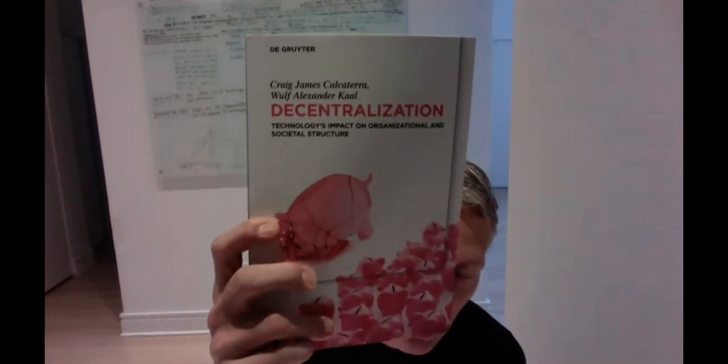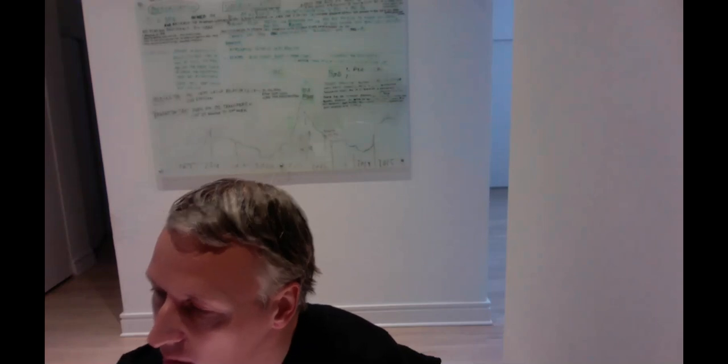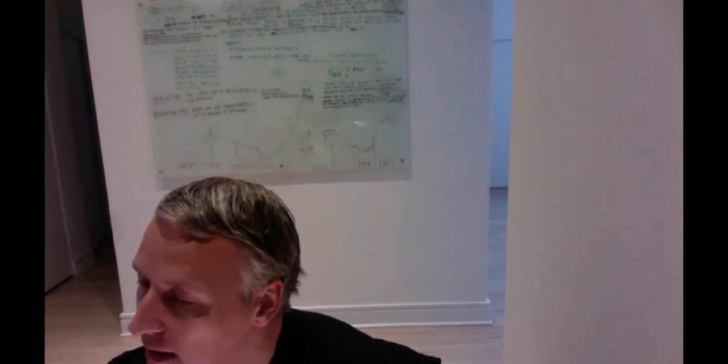Quick reminder, this is the book, and the book's title is Decentralization, Technology's Impact on Organizational and Societal Structure. And this video is intended to illustrate the basic governance framework.